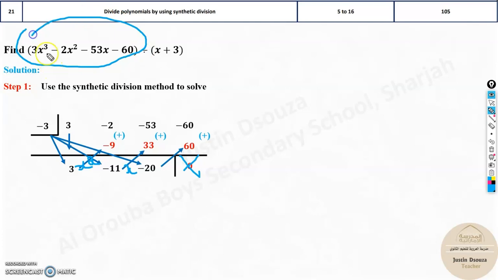Always look at the dividend. It was 3x cubed. It will reduce by 1. It depends on the binomial, because in synthetic division there are only binomials. It will be reduced by 1.